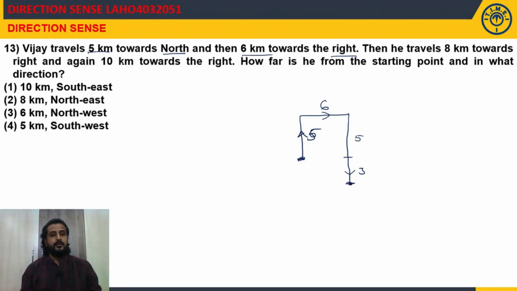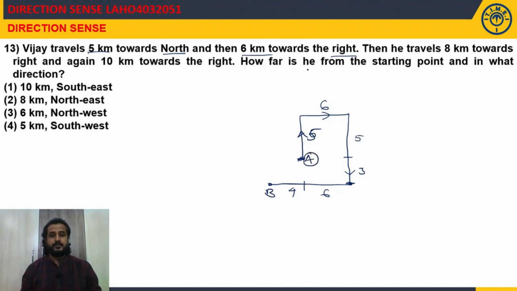And 10 kilometers towards right. While moving south, what is the right hand side? Left hand side is east. Right hand side will be west. How many? 10 kilometers. Till here it is 6. So more 4. Now he is at this location. Now what is given? That's it. So it is the final point B. It is the starting point A.